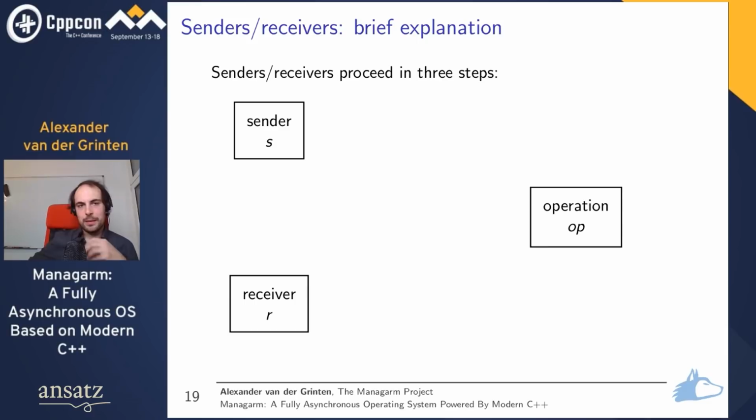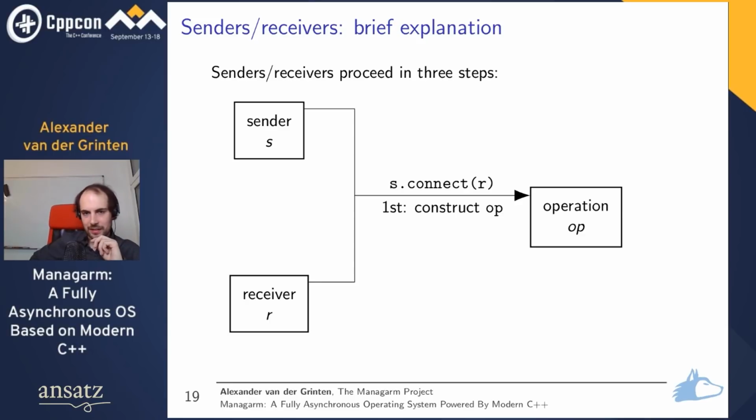Good. I'm going to explain senders and receivers now in one slide, and hopefully that works. So we have a sender S and a receiver R, and we proceed in 3 steps. First of all, we need to construct the operation object, and that happens by calling a method called connect. So it connects a sender and a receiver. It takes these 2 objects as input and outputs an operation object.